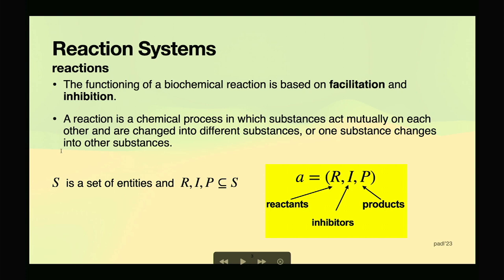It means that we have a set of biological entities, and a reaction of a biological system is composed of a triple, and we have reactants, inhibitors, and products. And all these elements are sets, and they are subsets of the set of entities, in a way, biological entities.